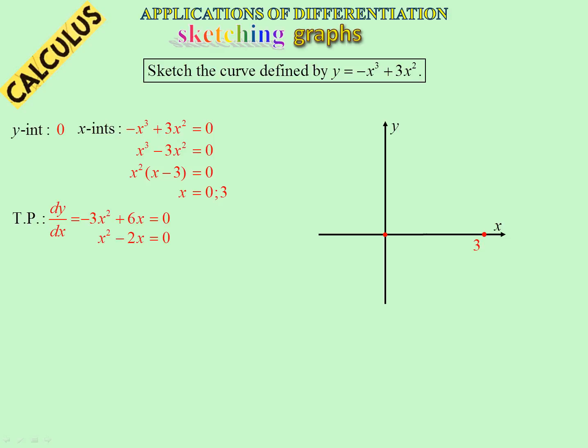Divide through by -3. I'm allowed to do it because it's equal to 0. Factorize, and there are the x values of the stationary points. Now we must substitute those into the original to find the y values. So there's one stationary point and the other.